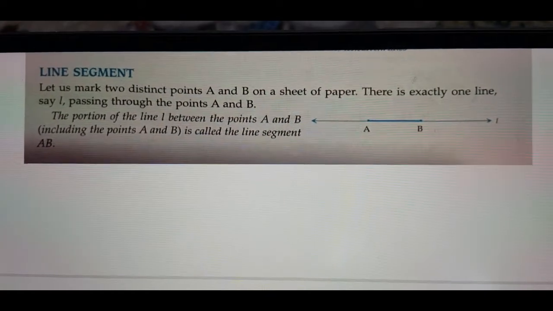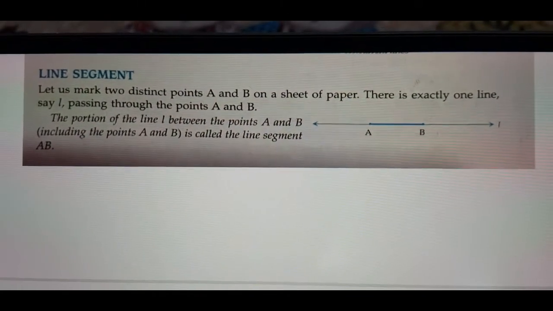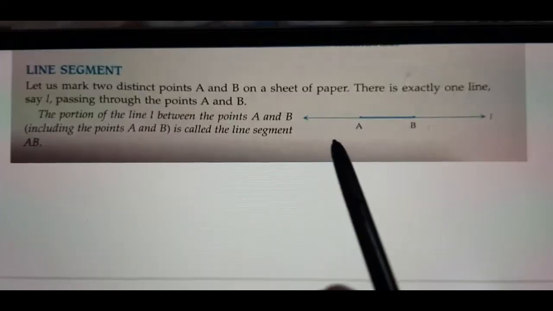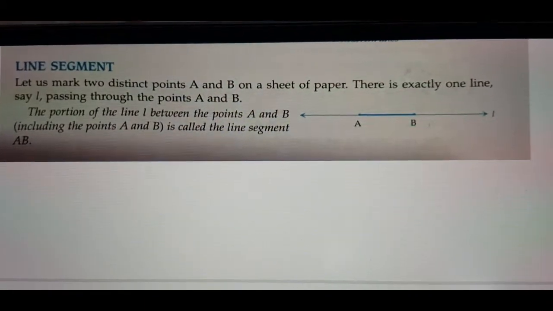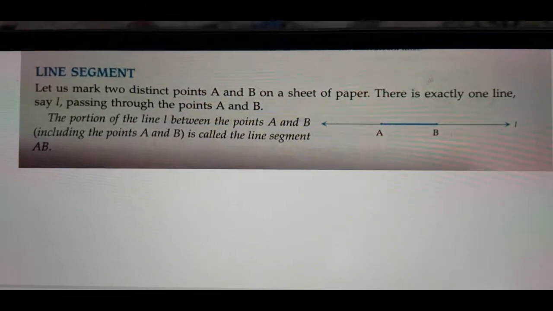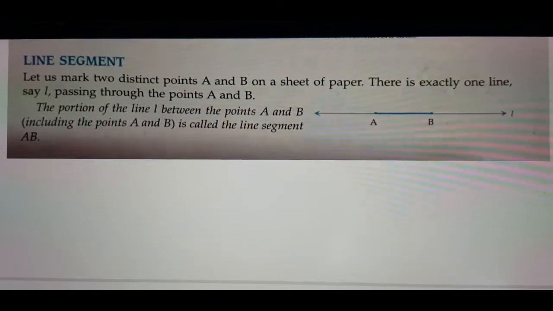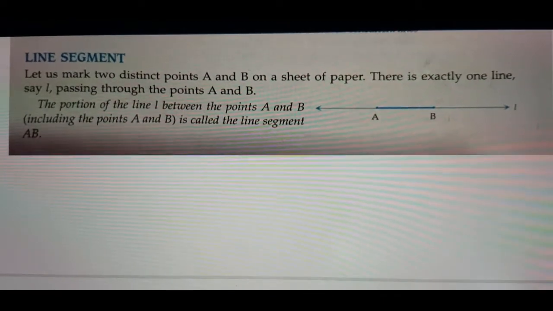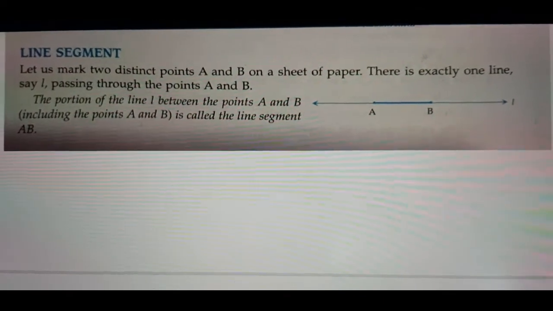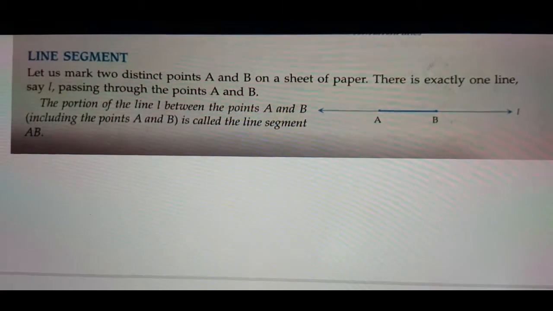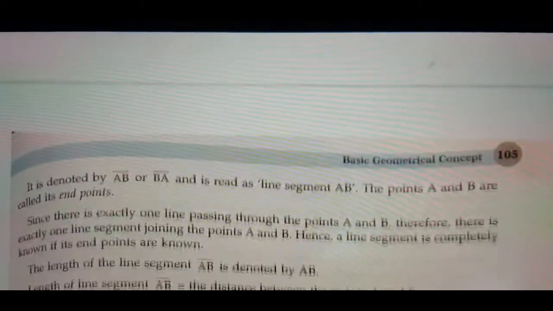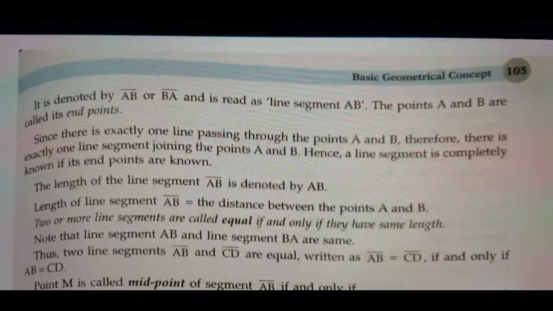A line segment is a part of a line. Like here, if you can see two distinct points A and B, there is exactly one line, say L, passing through the two points A and B. So the portion of the line L between the points A and B, including points A and B, is called the line segment. A line segment has a definite length.